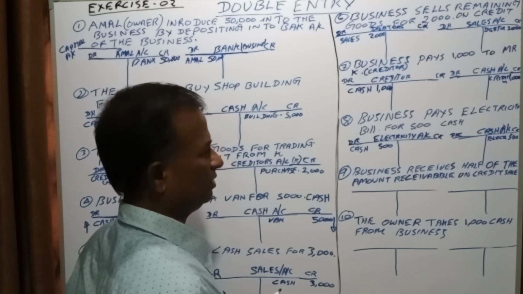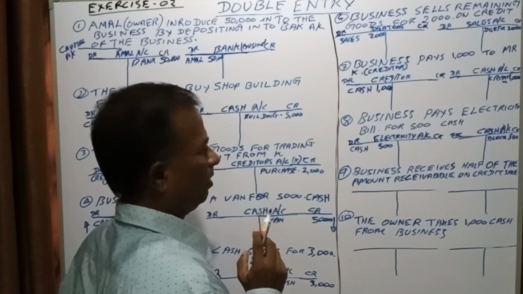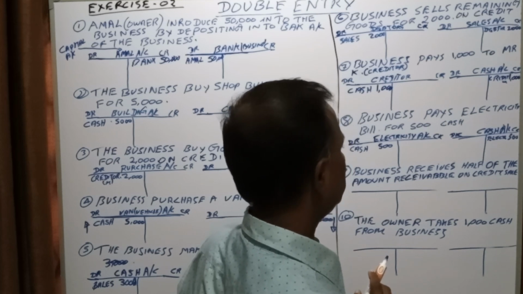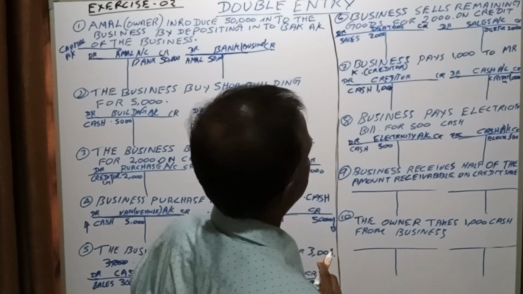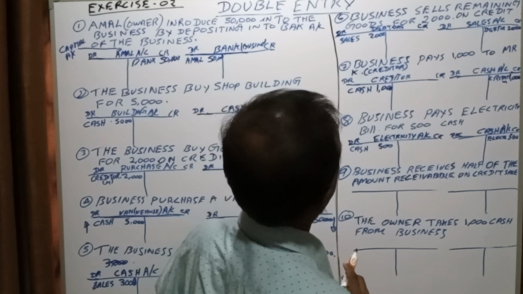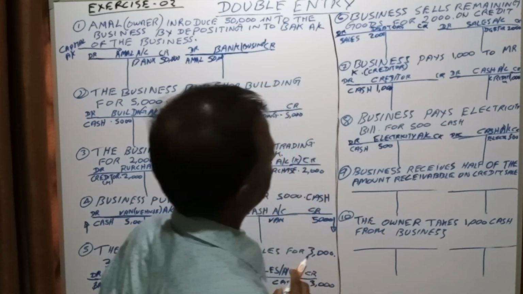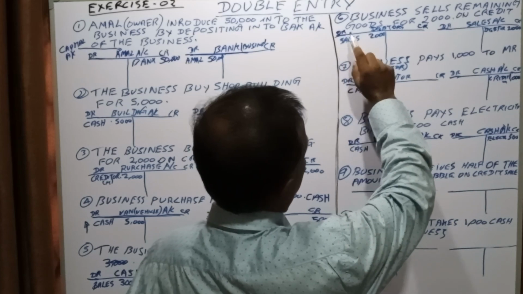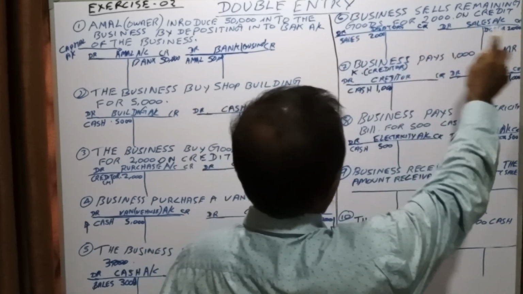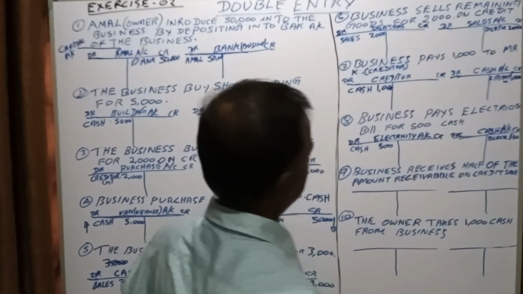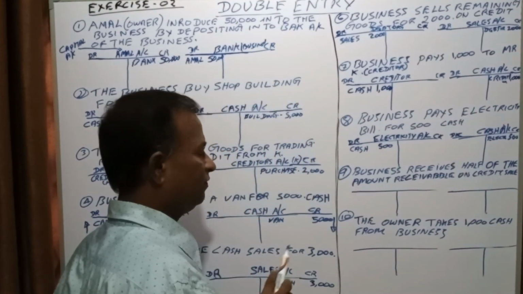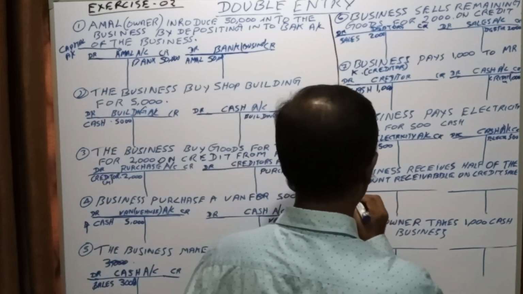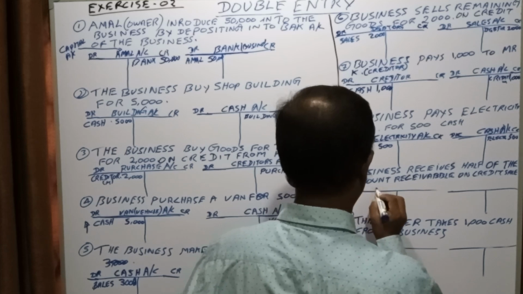Next, the ninth adjustment is business receives half of the amount receivable on credit sale. In the sixth adjustment we said business sells remaining goods for 2000 on credit. So first of all, we have to identify which accounts are going to be affected. One is the cash account.